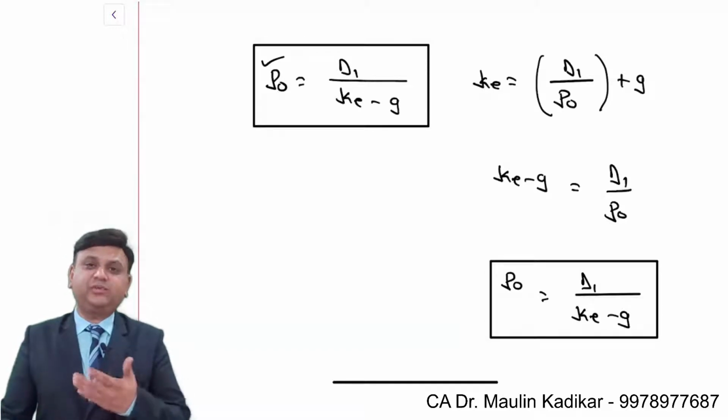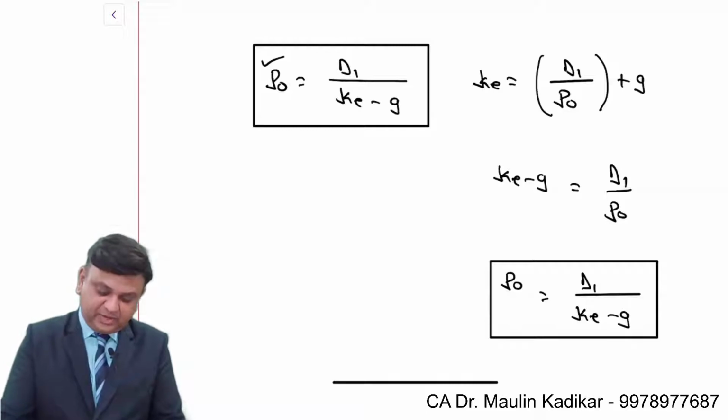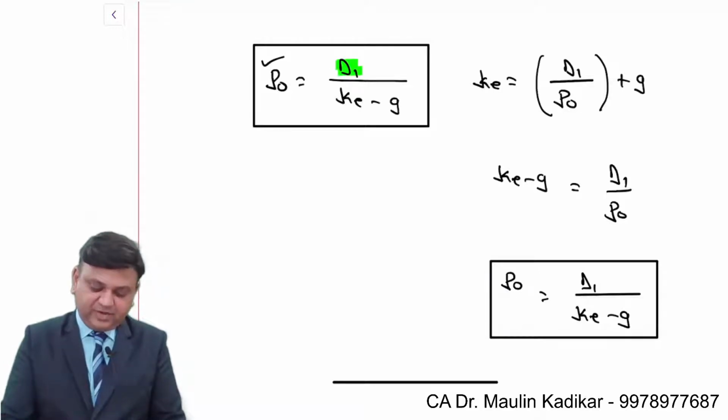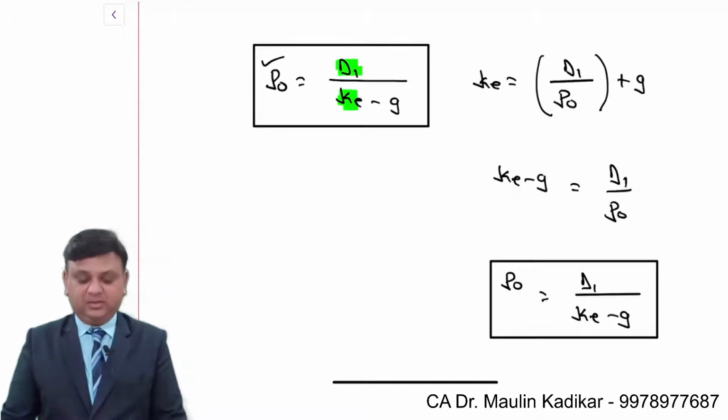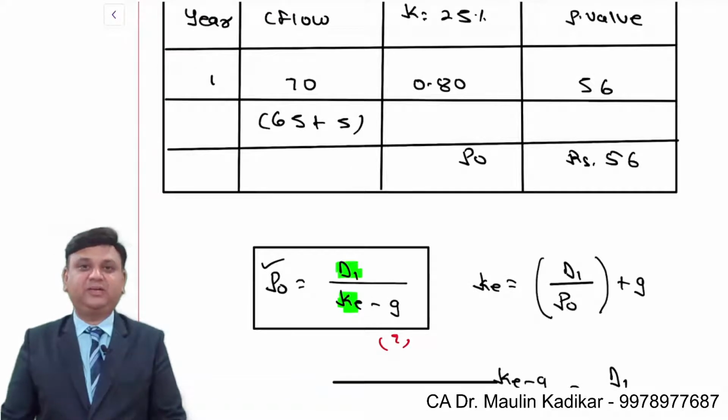Dear students, this formula is absolutely correct. Of course, there is no doubt about it. We have the dividend information. We have the cost of equity of 25%. However, the question is not providing the information about the growth rate. That is the reason we cannot apply that formula.